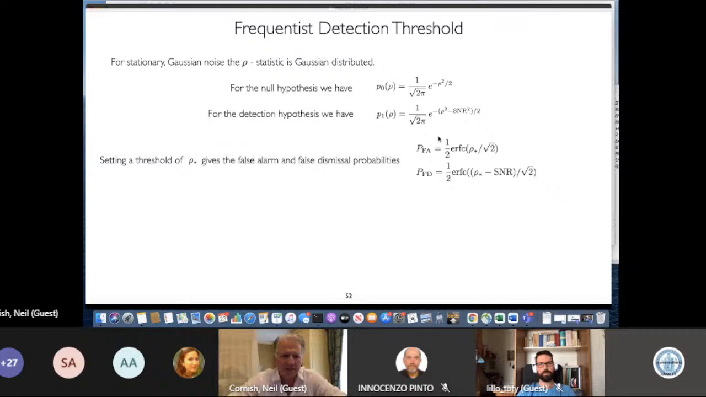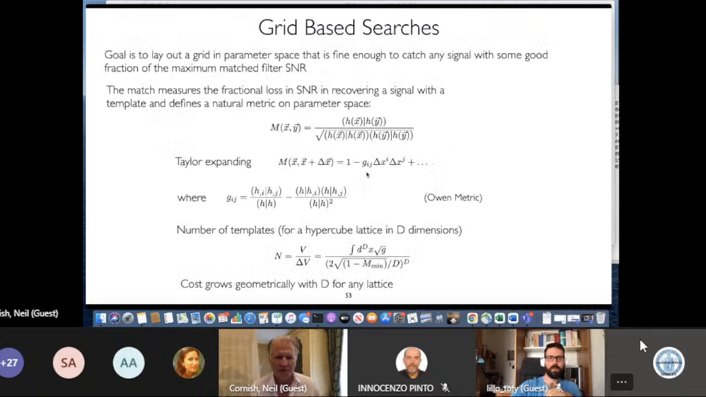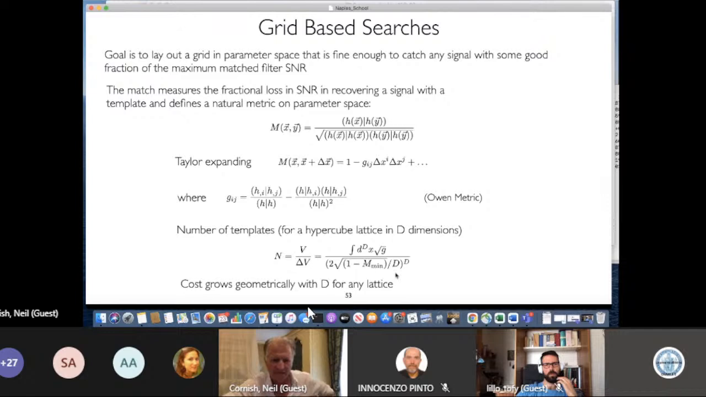The way that the searches are done is this inner product actually sets up a Riemannian metric on the space of signals. The match defines this metric, which you can calculate, and this gives a full Riemannian geometry with curvature and everything. And then you can set it up so that you grid up this space, which is a d-dimensional lattice, because you've got, say, two masses and a couple of spins and then various other parameters. So you end up with this lattice that you have to cover. The cost of that search grows geometrically with the number of parameters, so it can get very expensive.